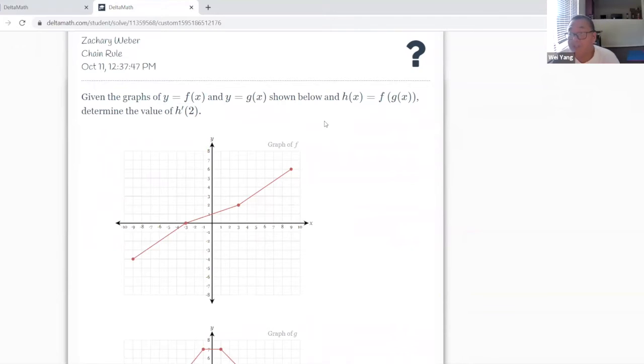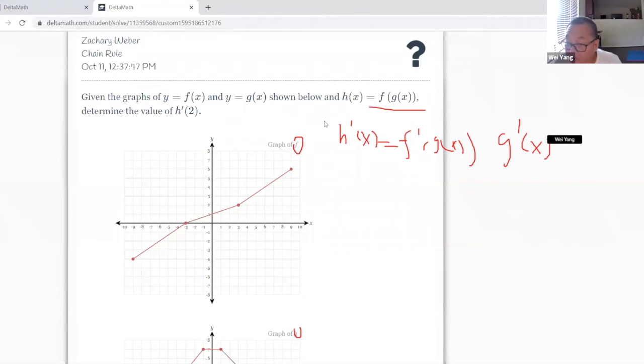Okay, now let's do this. This is the graph of f, right? This is the graph of f. Then this is the graph of g. Now they ask you to find the derivative of h at 2. So first you need to find this, because h equals this. Based on the chain rule, the derivative of h(x) equals the derivative of f times the derivative of g.